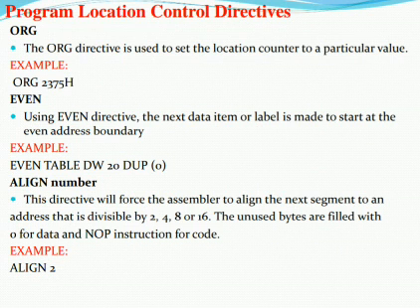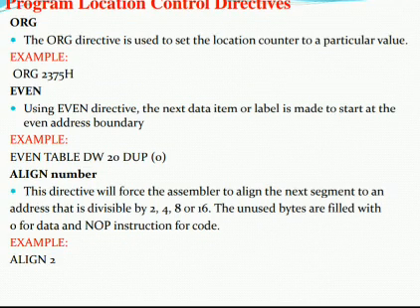The next directive is ALIGN number. This directive will force the assembler to align the next segment to an address that is divisible by 2, 4, 8 or 16. The unused bytes are filled with 0 for data and NOP instruction for code. That is, the 2 is the number aligned to.